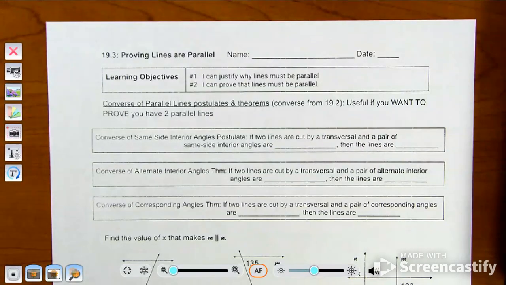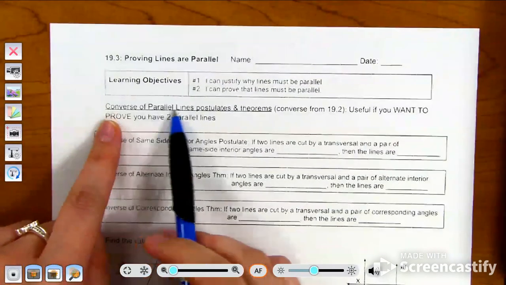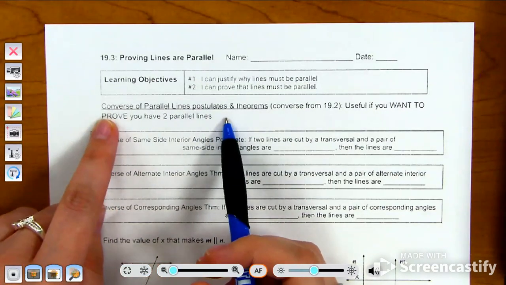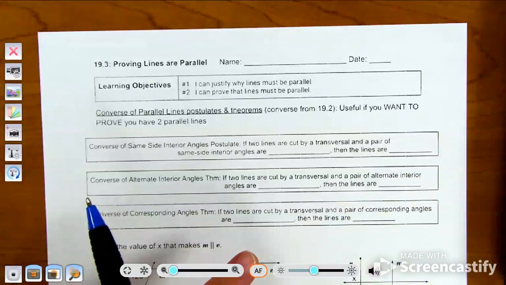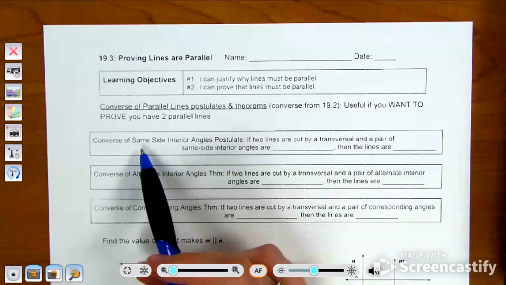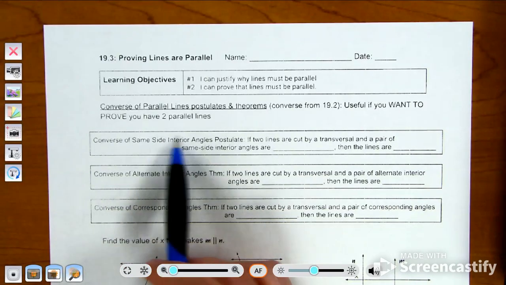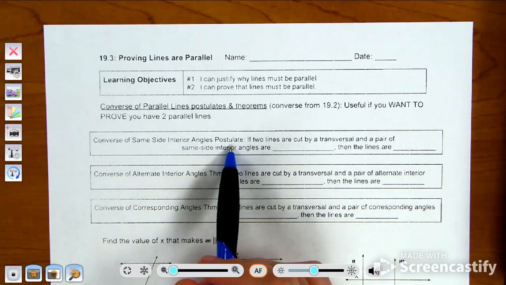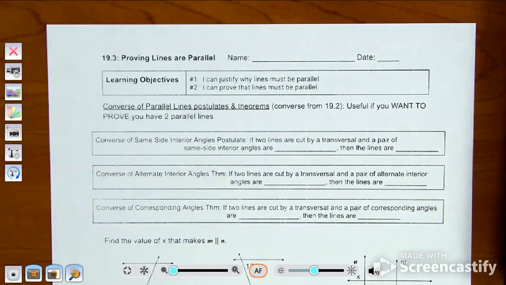So we're going to be using converses of the postulates and theorems, which is where you swap the hypothesis and conclusion with each other. Last week we talked about the same side interior angles postulate, which said if we have parallel lines, then we know that same side interior angles are supplementary. Well, today we're going to be reversing that information.